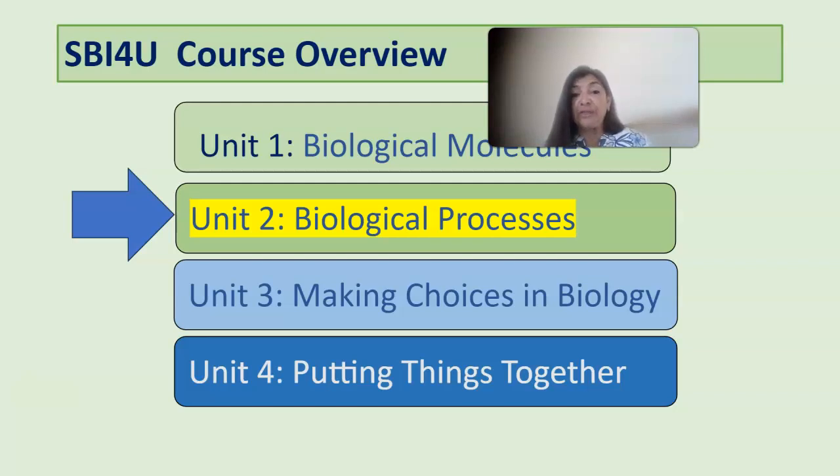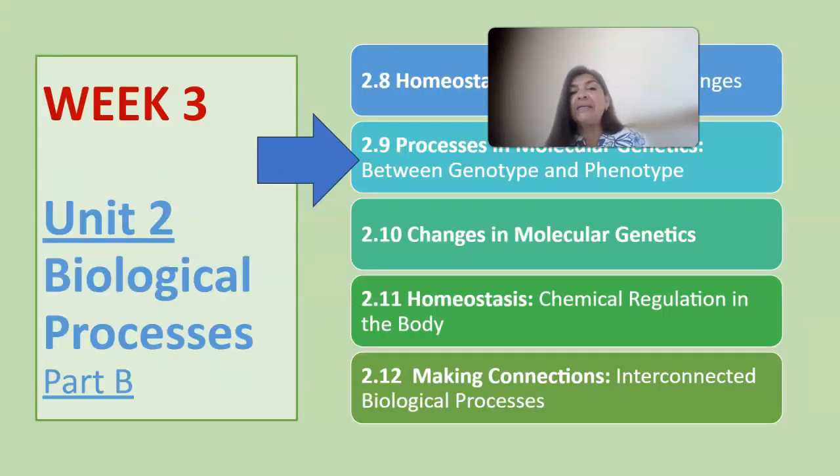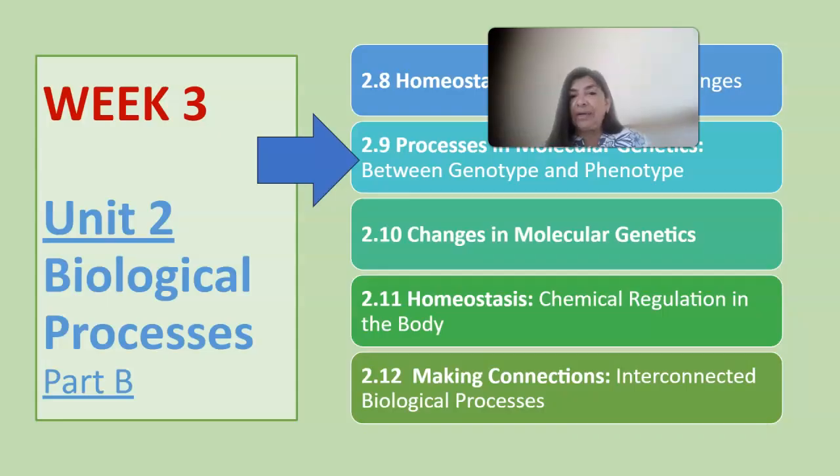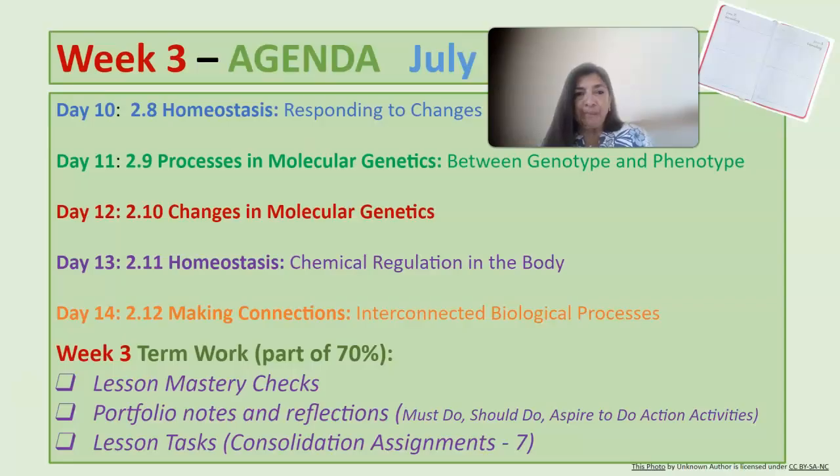So we are in Unit 2, Biological Processes, and Lesson 2.9, Processes in Molecular Genetics. We are going from genotype to phenotype. How would a genotype, which is the collection of genes that the person has for a certain characteristic, be translated into a phenotype, or a characteristic that shows on the organism?